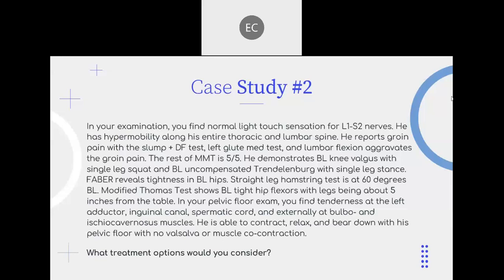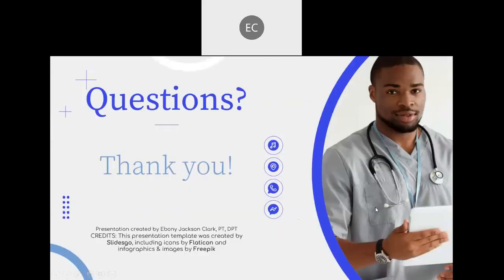Okay, so that's the end of the presentation part. Got about 10 or so minutes for questions. So are there any questions on any of the slides or case studies?